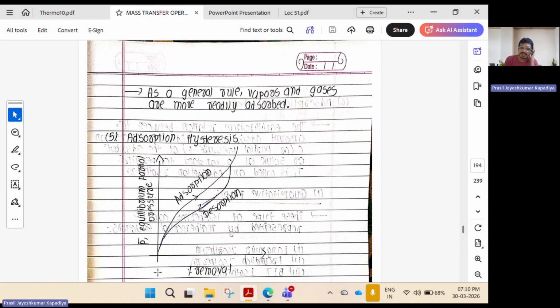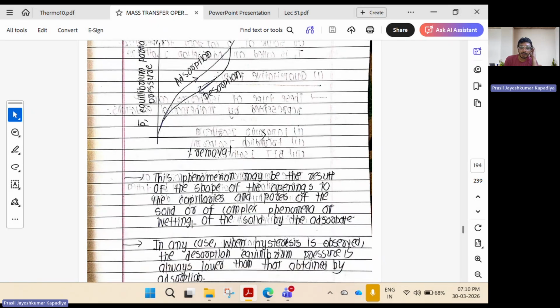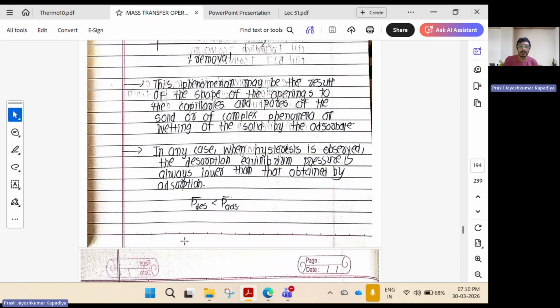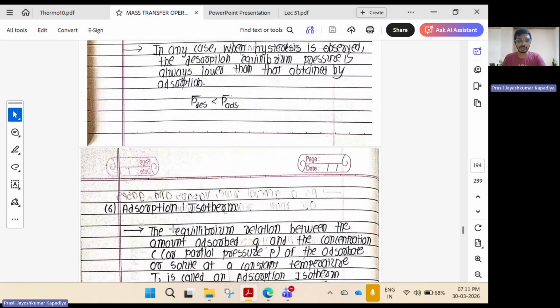Then there is hysteresis: when we are doing adsorption and when we are doing desorption, it does not follow the same path. So why does this happen? This happens because of the shape of the openings to the capillaries and pores of the solid, or of complex phenomena of wetting of the solid by the adsorbate. But one thing is, adsorption will have more partial pressure than desorption, and this is always going to happen.